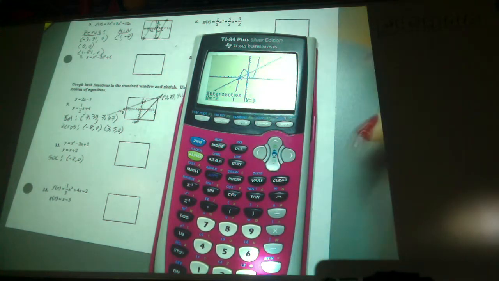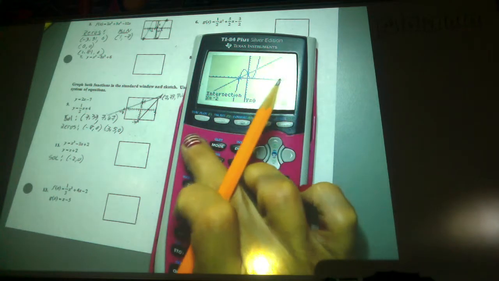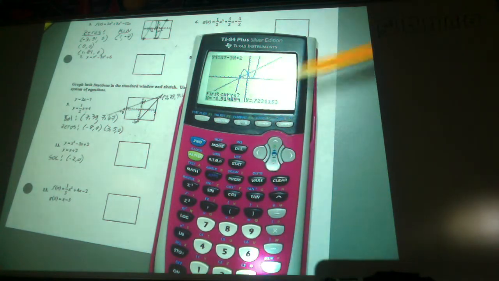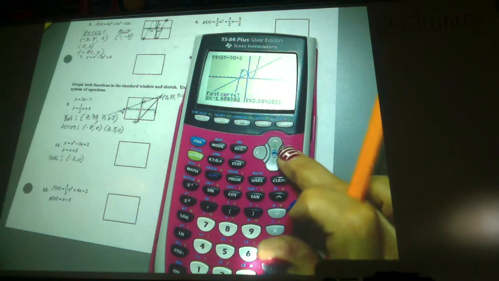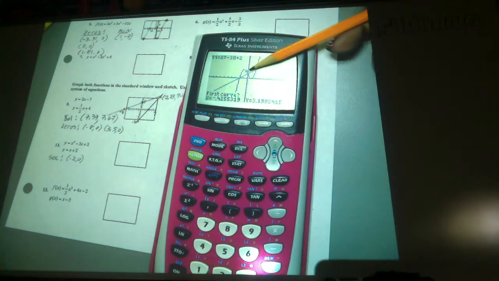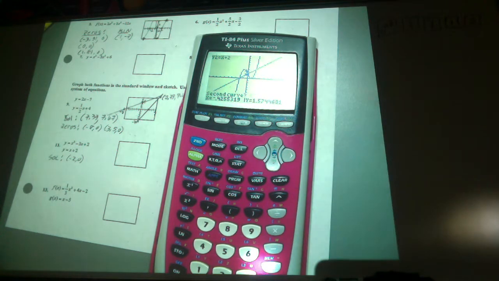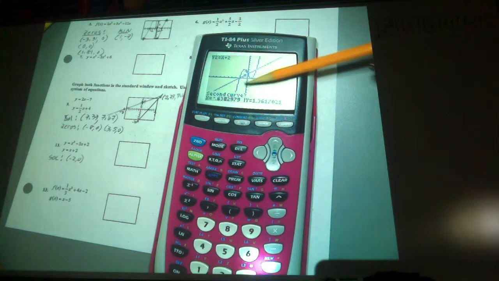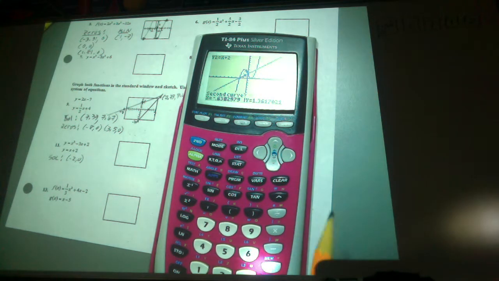And then the next intersection, I'm going to hit second calc, intersect, number 5. And it says first curve, so I'm going to scroll to see where it's at. It's on the curve again, but scroll past the hump in the curve, right here. So scroll here, so it's between the hump and the intersection, and hit enter. Now it should be on the line. I'm going to move it just a little off that line. I don't want to be too close to the intersection. Hit enter, and enter and first.